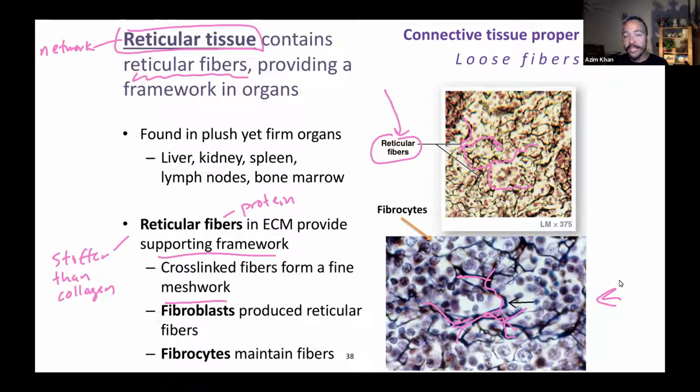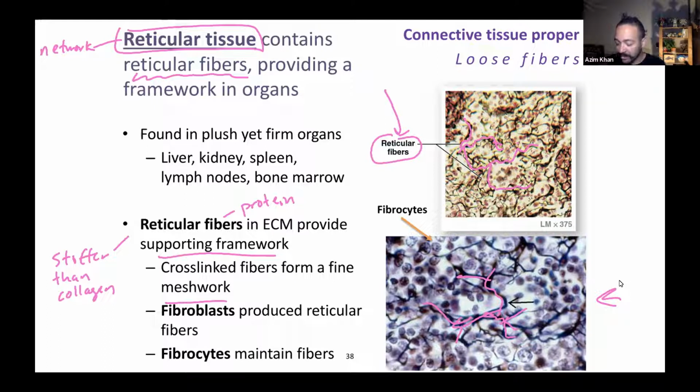You can find this in organs that are plush yet firm. Hopefully you've seen the fetal pig videos or dissected it yourself or gotten to the cadaver already, and you can poke these organs and feel the difference. If you poke the stomach, for instance, it's super flimsy. It just kind of pokes right in because the wall is super flexible. But say you poke the liver or poke the spleen, there's a bit of give to it. It's soft, but it gives back. That's because it's made of reticular tissue.